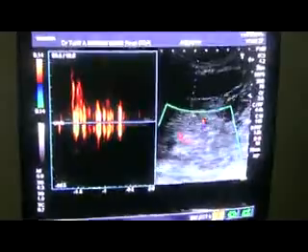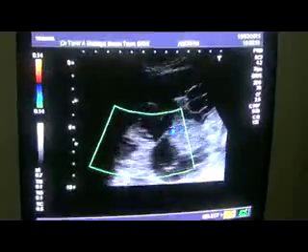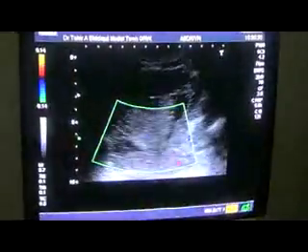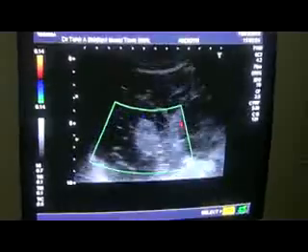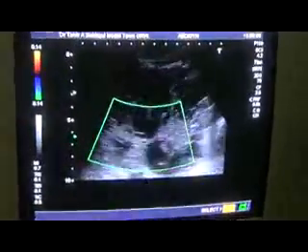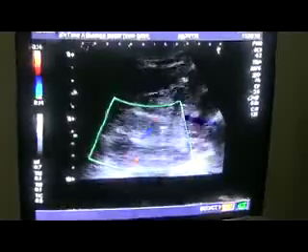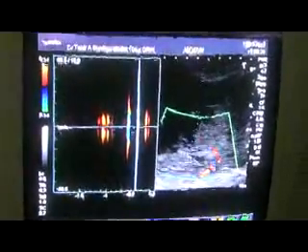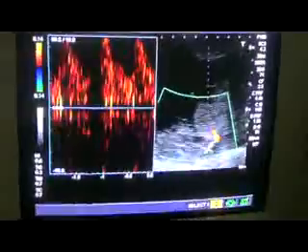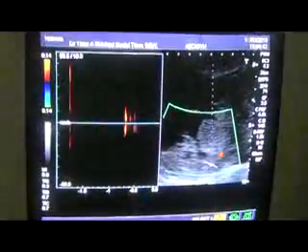Let's see by applying the power Doppler. This is a complex cystic and solid mass with arterial and venous blood flow within it. I wish to get some better. You can see the arterial waveform. This is the arterial supply.